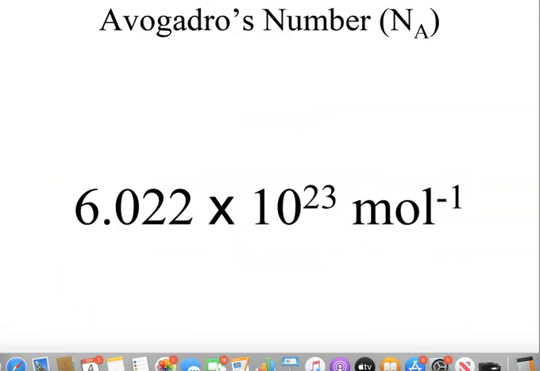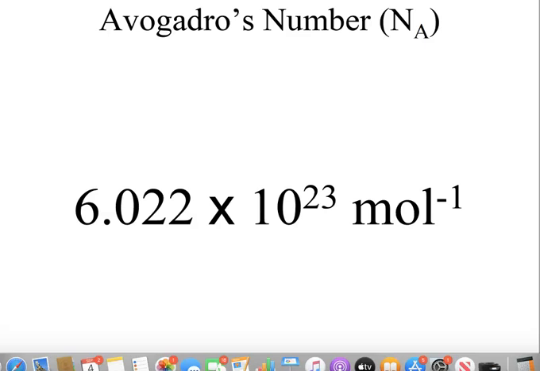Avogadro's number. Its symbol is N for number and a subscript A for Avogadro's number. This is a big number. This many quarters would cover the surface of the Earth to a 2-meter depth. This many grains of sand would cover the state of Texas to a depth of 15 meters.